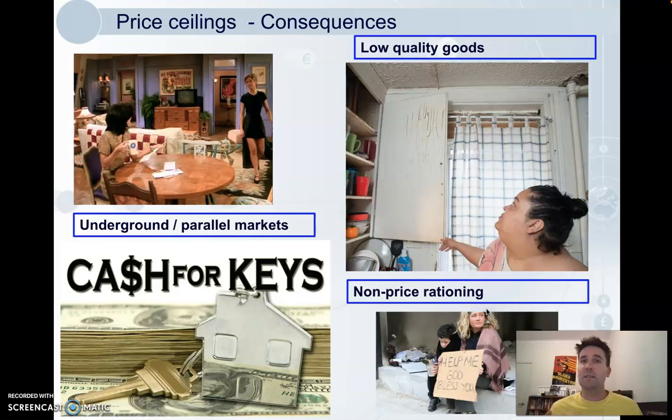However, it can also lead to different forms of discrimination, perhaps based on race, gender, sexuality, and if they've got children. It can actually lead to the most vulnerable people struggling to access the cheaper rent, which works at cross purposes with the original intent of the price ceiling.